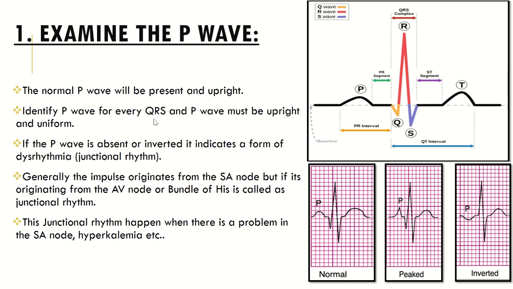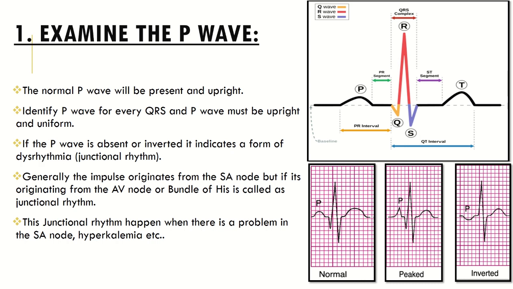Identify the P wave before every QRS; the P wave must be upright and uniform. So before every QRS complex, a P wave should be present. If the P wave is absent or inverted, it indicates a form of dysrhythmia.